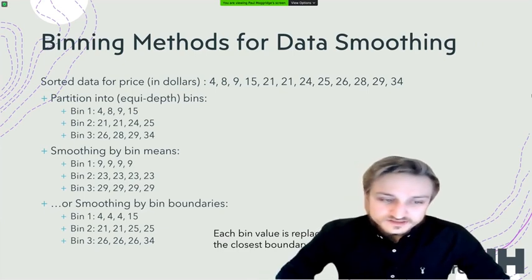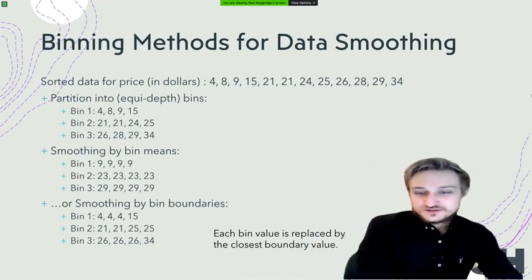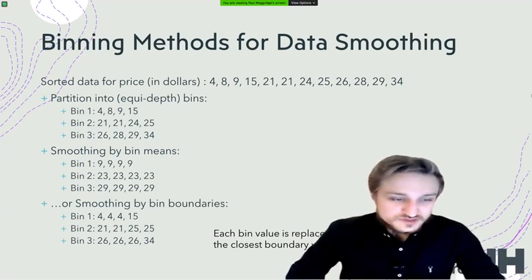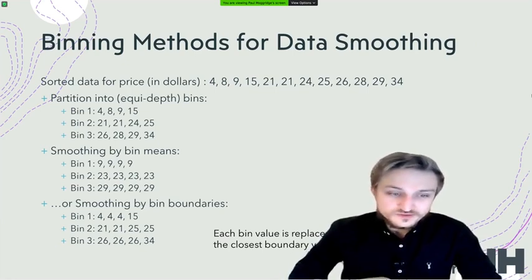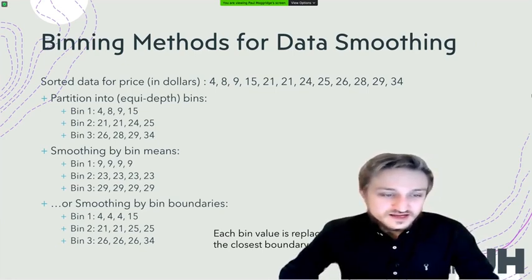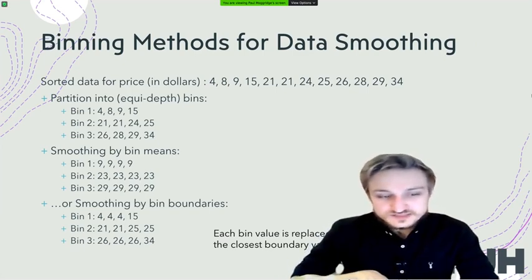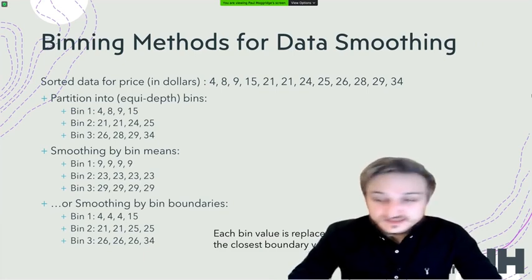Another way we can smooth is by bin boundaries. Each bin value is replaced by the closest boundary value to that particular value. So we've got the bin boundary on the bottom. Some of those numbers were closer to 4 than they were to 15. And on the next one, the first 2 values in bin 2 were closer to 21 than they were to 25. And same again in bin 3.